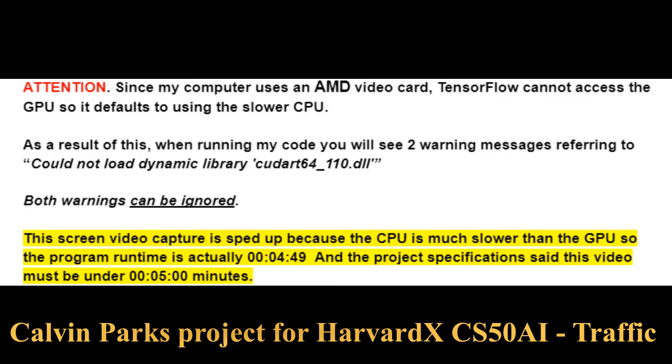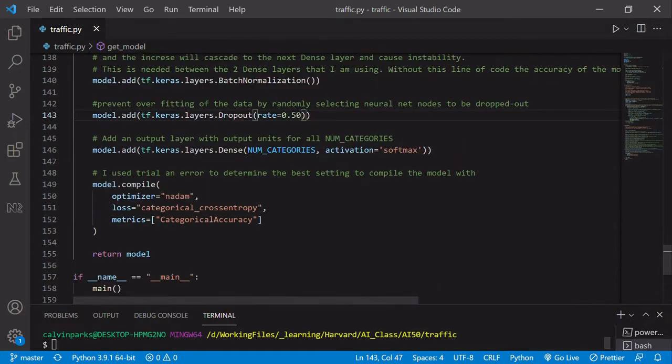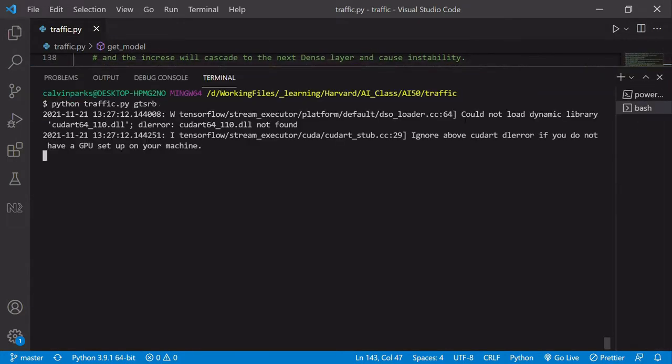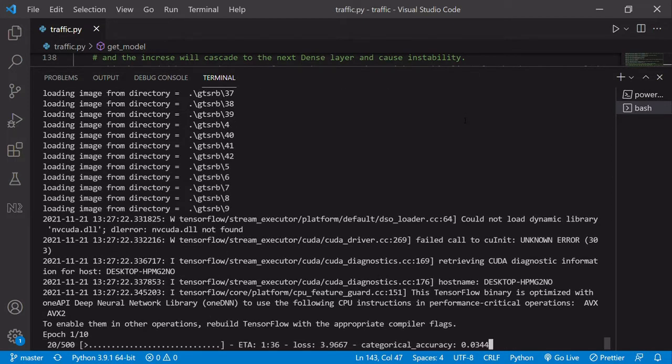Hello, this is my project. You'll notice that I'm not using a CPU. My computer does not have an NVIDIA video card, so I have an AMD video card, and TensorFlow was not built for that, and I couldn't configure a workaround on my computer.